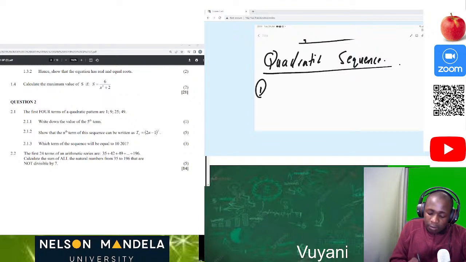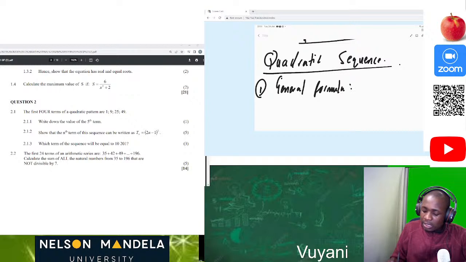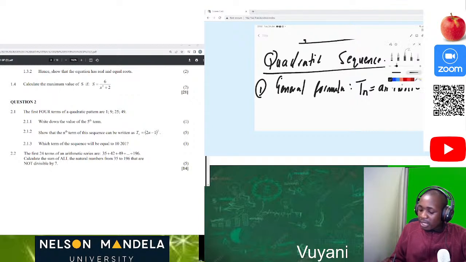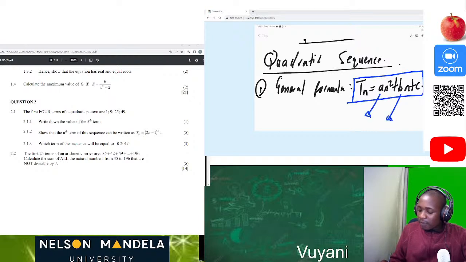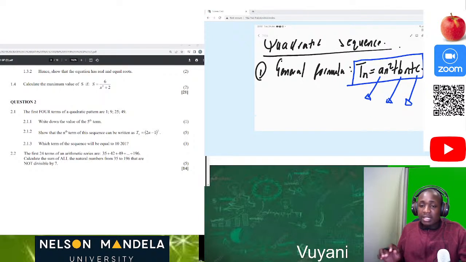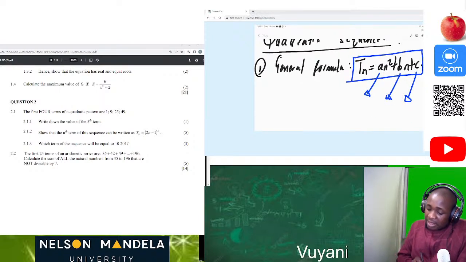The first thing which you have to understand on quadratic sequence is that we have our general formula again, which is Tn is equal to an squared plus bn plus c. The problem now begins when we must be able to determine the value of a, the value of b, and the value of c. That's easy. Now, how do we find the value of a? We know that 2a is equal to d.